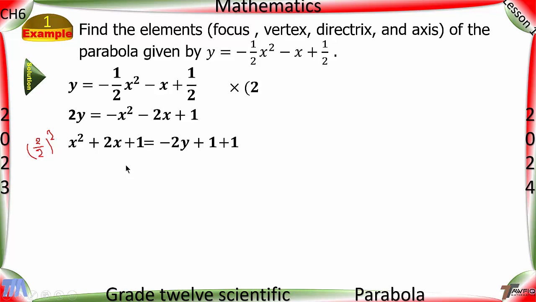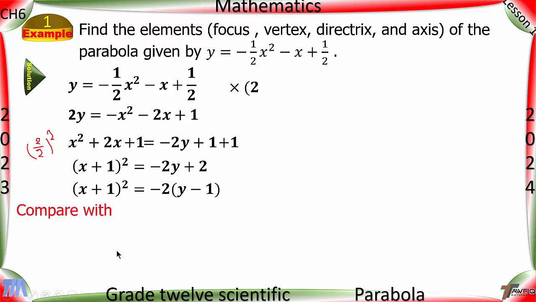Factorize it with the completed square. It becomes, first of all, the square root of x squared is x, then the sign, and the square root of 1 is 1, and square it. This one, write down, and 1 plus 1 is 2. And now take the minus 2 as a common factor. It becomes (x plus 1) squared is equal to minus 2, here remains y, here becomes minus 1. And now compare with the standard form, which is (x minus h) squared is equal to 4p(y minus k).